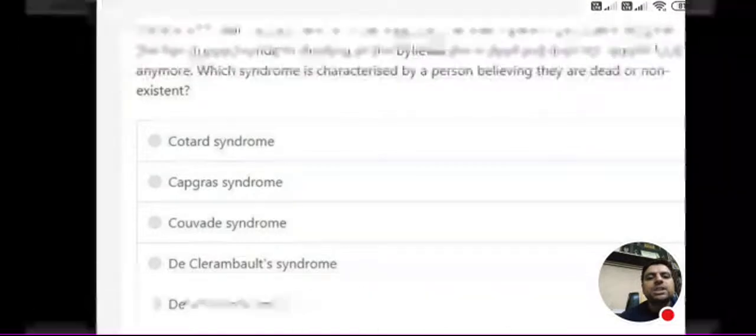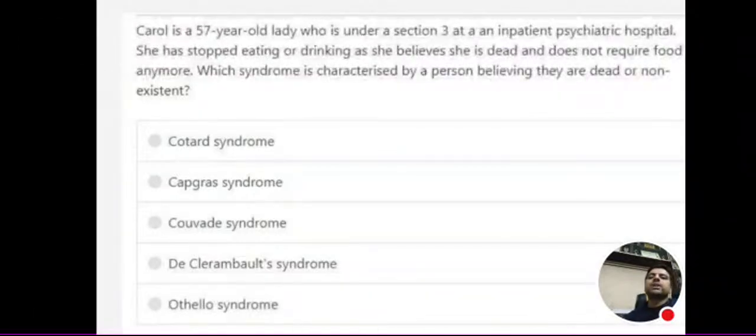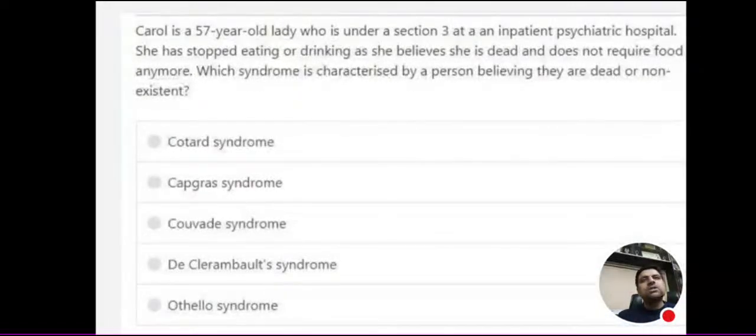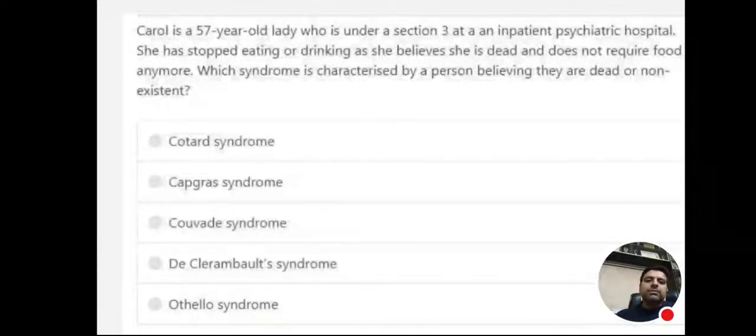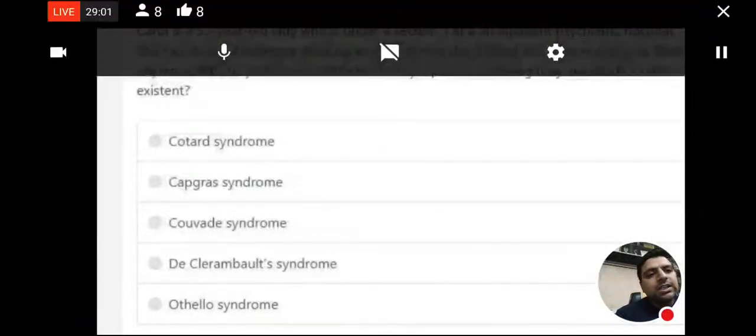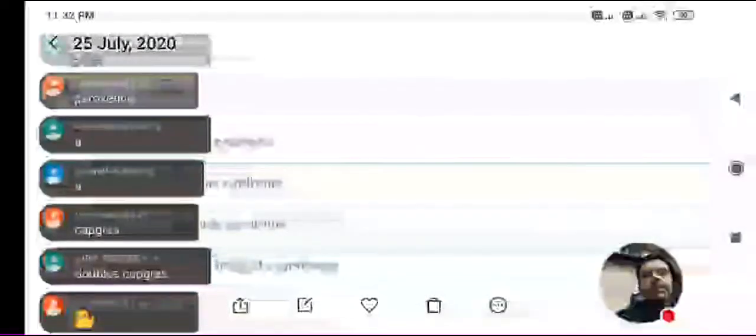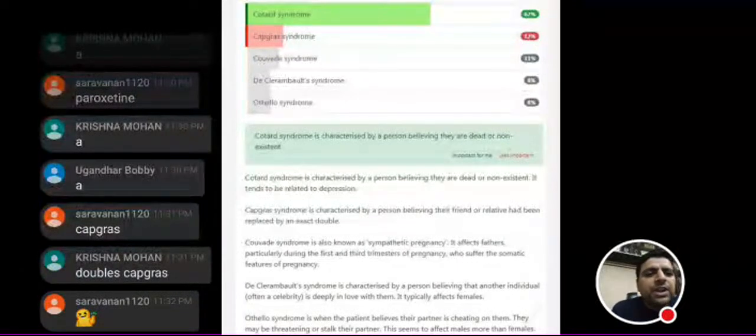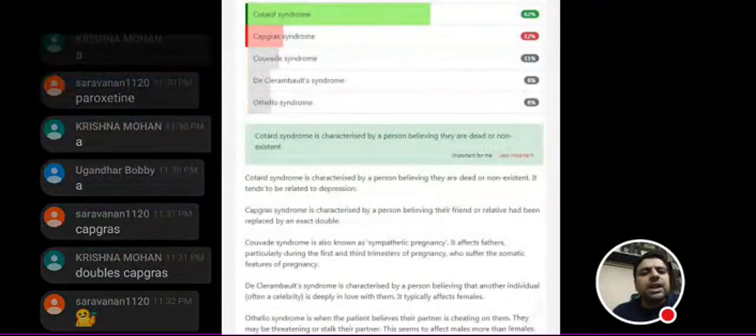De Clerambault syndrome, or erotomania, is the condition when a female feels a celebrity has fallen in love with her. Othello syndrome is a delusion of jealousy, a delusion of suspiciousness: a female or a male feels that his partner has some extramarital relationship with someone, but there is no proof of any such thing. Okay, now Couvade syndrome is a sympathetic pregnancy.